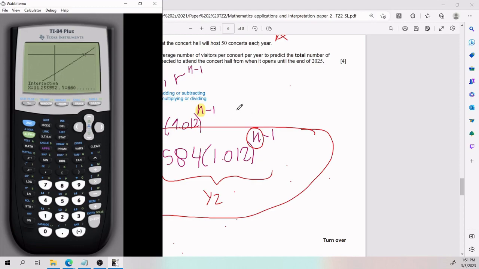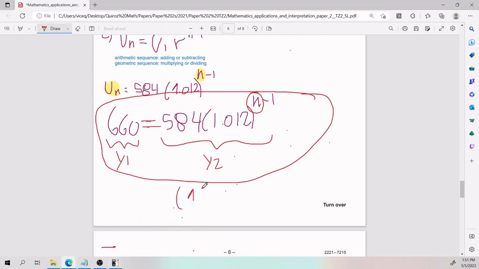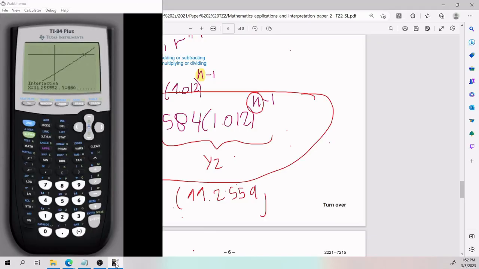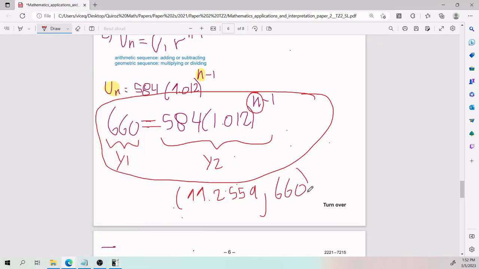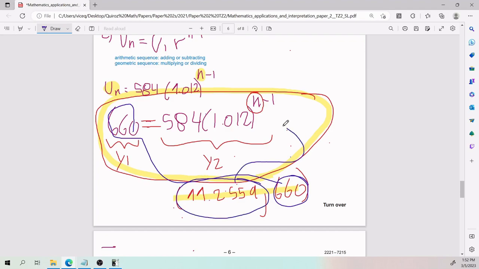We have a set of points, I should say, of 11.2559, 660. All right, so this set of points down here is what makes this whole thing true. And so how do I interpret this? Well, my 660 is here, and my 11.2559 is here. And so that's how the calc intersect helps me find any sort of variable.